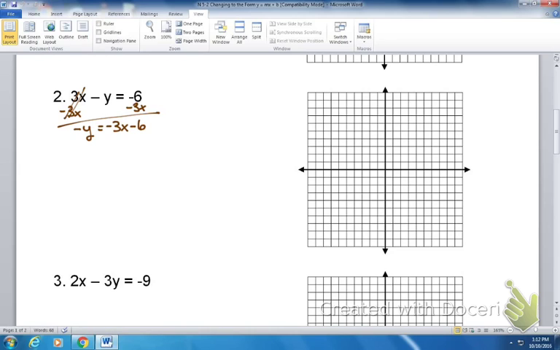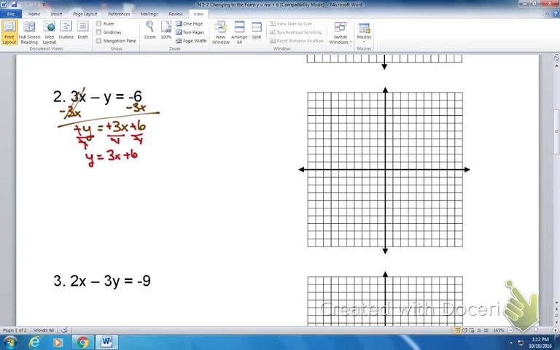And I have not yet completely solved for y because it has a negative on it. So I'm going to divide each piece by what's in front of y, a negative 1. All that's really going to do is switch all the signs. Instead of negative y, I have positive y. Instead of negative 3x, I have positive 3x. And instead of negative 6, I have positive 6.